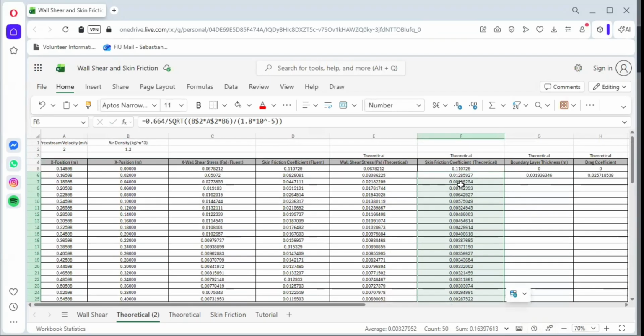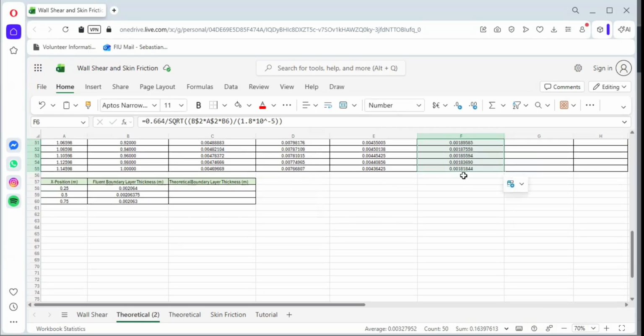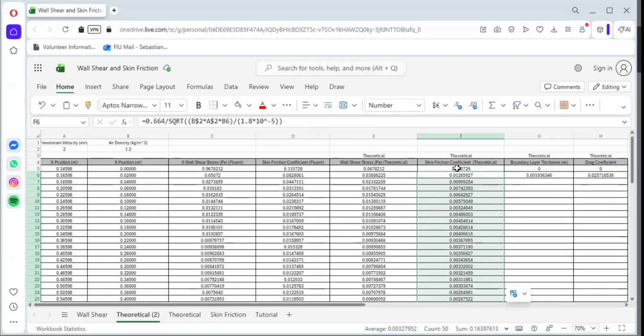We can see, for example, that at the beginning it starts at 0.08, and this one starts at 0.01. So there's more of a difference, but that's what we could expect.